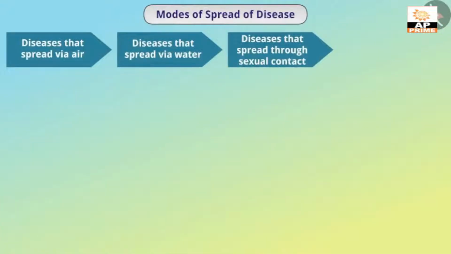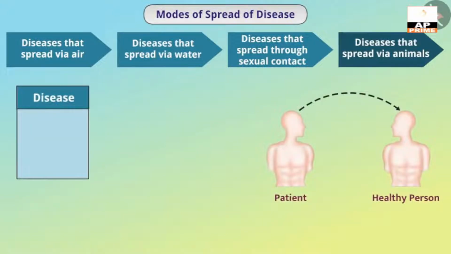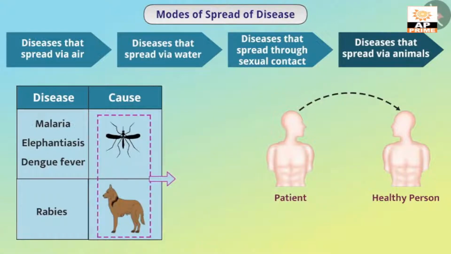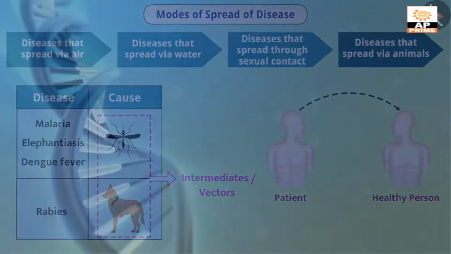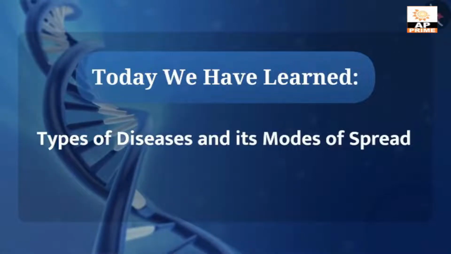Some diseases are spread through other animals. For example, malaria, elephantiasis and dengue fever are spread through mosquito bite, and rabies is spread through dog bite. Thus, these animals act as intermediates. That's why these are called vectors. In this way, different diseases spread through different modes. So today we have learned about types of diseases and their modes of spread.